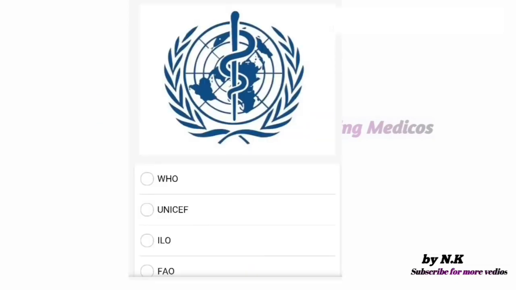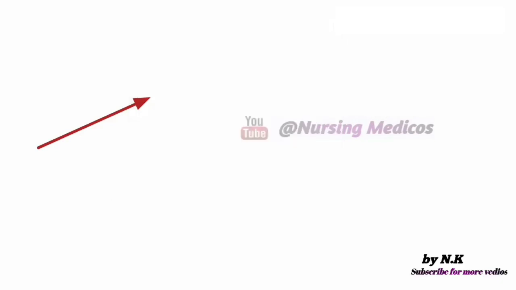Question number 6. We can see this symbol. This is WHO, UNICEF, ILO and FAO. So this symbol is answer WHO, World Health Organization.